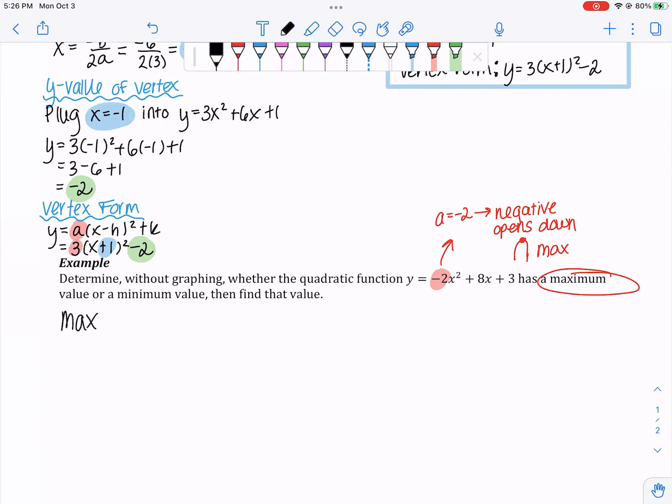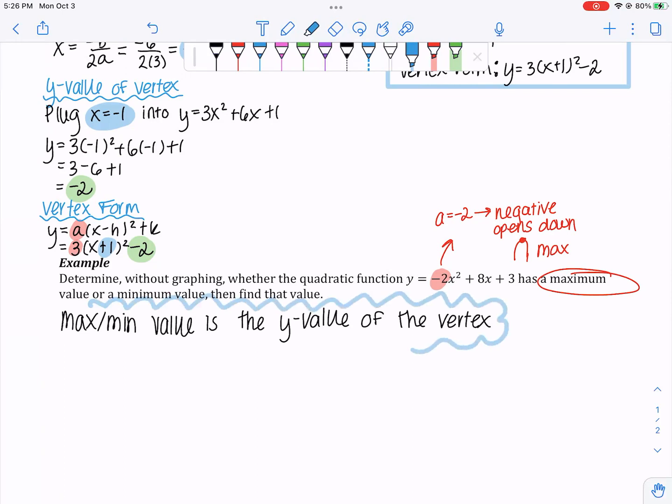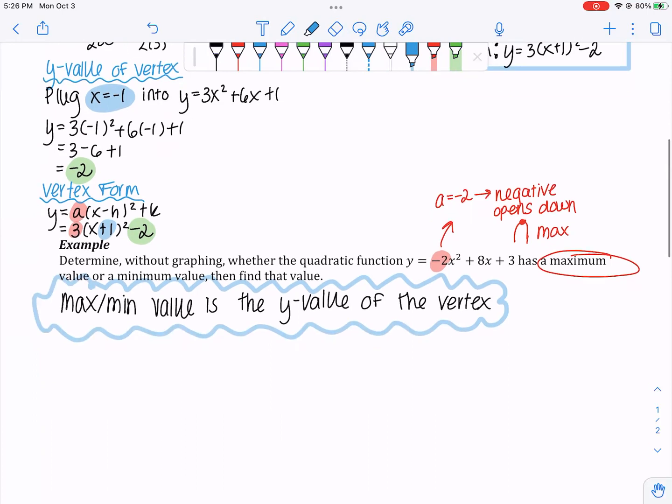It's just a matter of what is that maximum value. The maximum or minimum value of a parabola, a quadratic, is always going to be the y value of the vertex. So we need to find the x value of the vertex so that we can plug it back into the original equation and find the y value of the vertex.